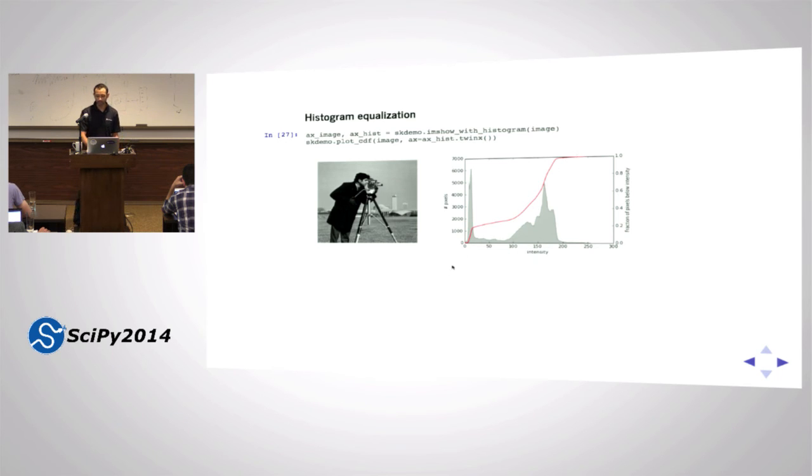The reason I plot it here is because one measure of contrast is how well you're distributing your pixel intensities. If you had a perfectly uniform distribution of pixel intensities, then you would be using your pixels to their maximum value in some sense. And that would give you a linear CDF, the cumulative distribution function. Histogram equalization is just that. It tries to maximize your usage of these pixel intensities.